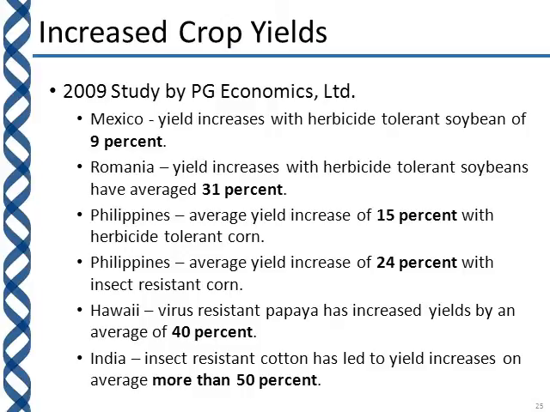In Hawaii, a 40% increase was observed when one used a virus-resistant papaya. And in India, insect-resistant cotton has led to yield increases on average of more than 50%.